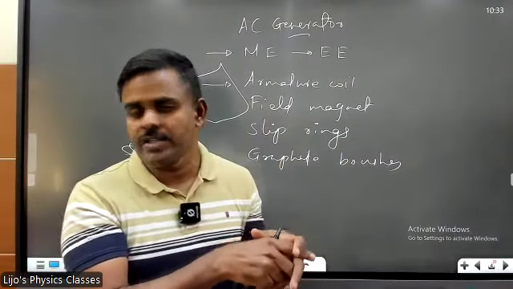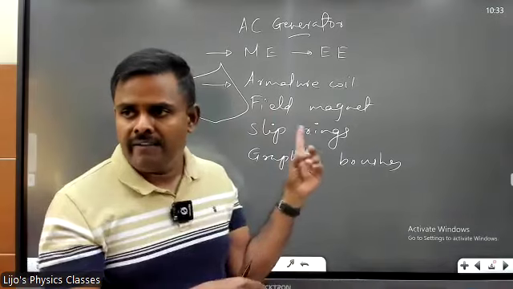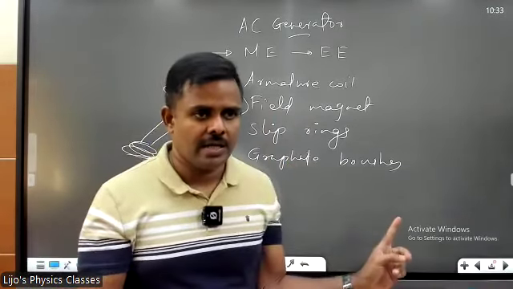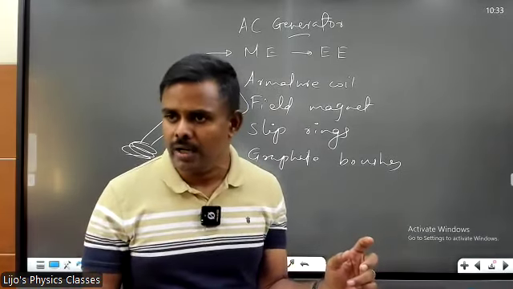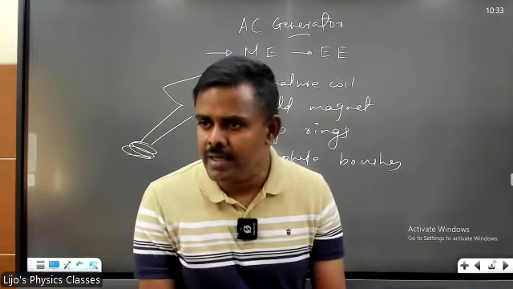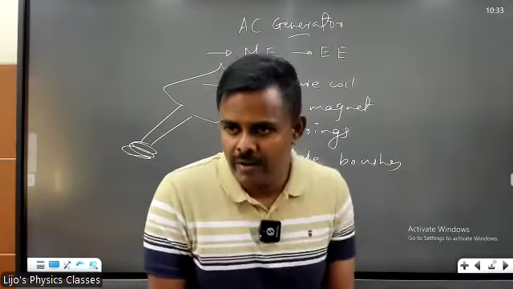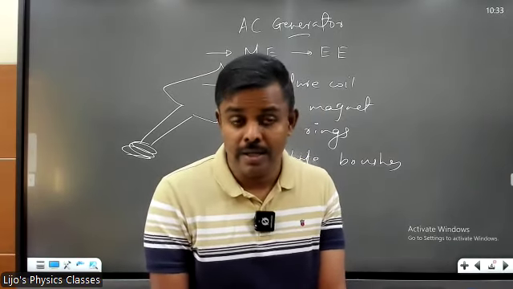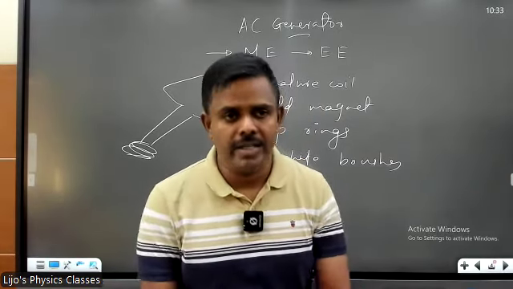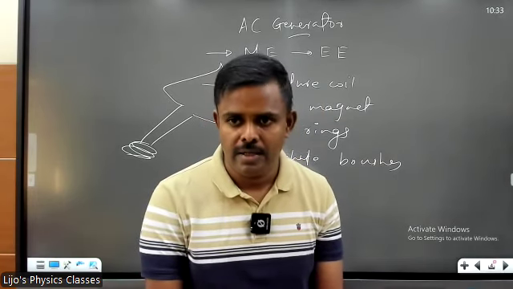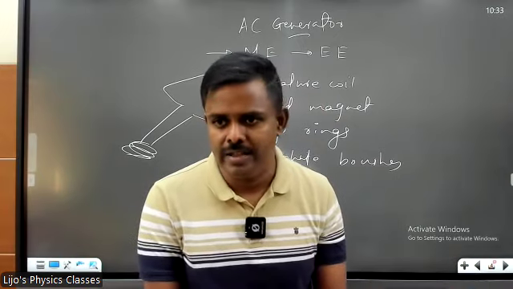What are the components of this? Armature coil, field magnet, slip rings, graphite brushes. Armature coil is like a huge coil. Then field magnet. Field magnet is a giant magnet. In India, I've been to one of the power stations in Idamalayar, and I still remember that the turbine had the size of this building. Okay, one turbine. But that is actually one of the smallest stations in India.